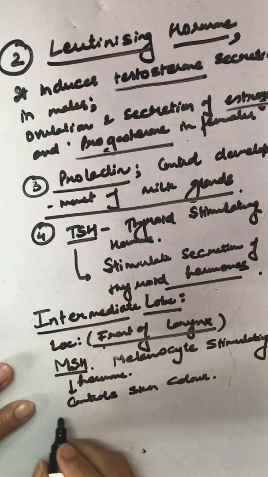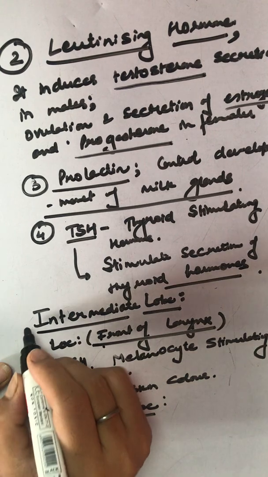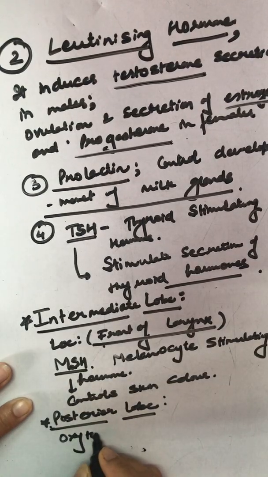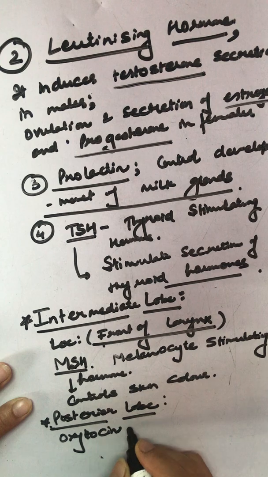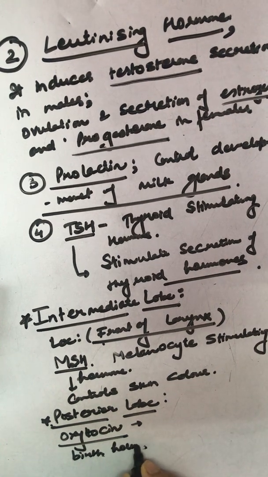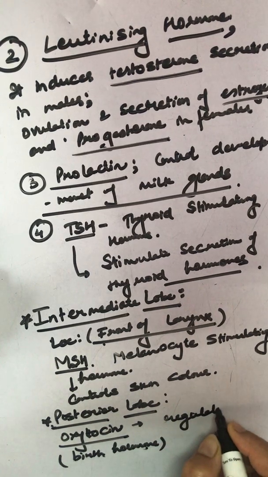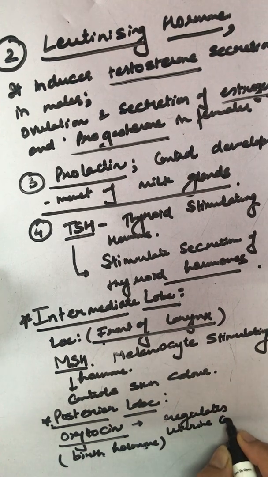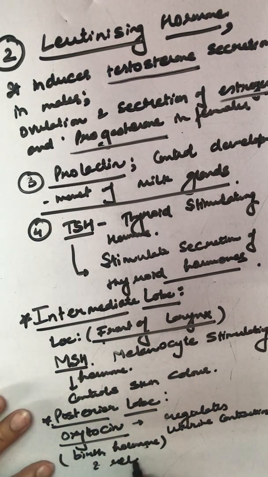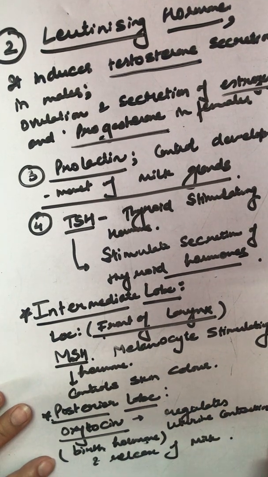Then is the posterior lobe. It secretes oxytocin. You have heard this name because this is also known as the birth hormone, right? It regulates uterine contractions and release of milk at the time of childbirth.